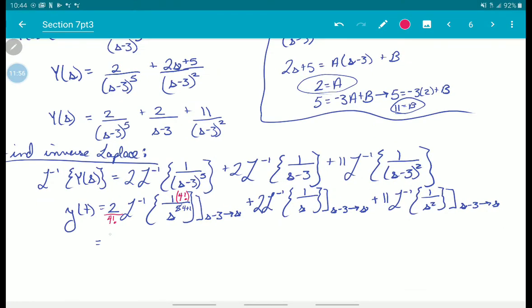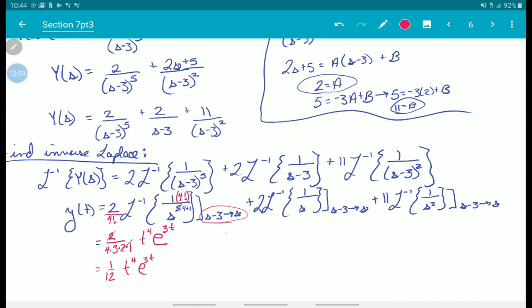So let's just kind of simplify what we have here. We have 2 over 4 factorial. 4 factorial is 4 times 3 times 2 times 1. So you can see how those 2's are going to cancel, and that's going to give us a 1 over 12. This guy we said was going to be t to the 4th. But we have to apply this, and that means we need to multiply it by e to the AT. So that first term is going to be 1/12 t to the 4th e to the 3t.